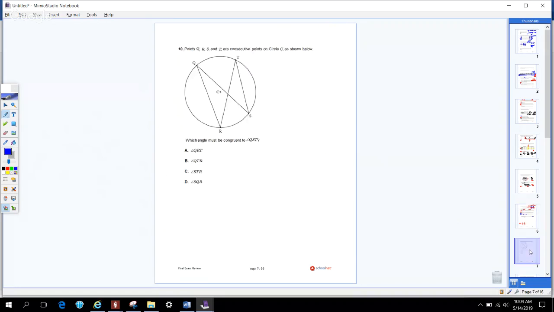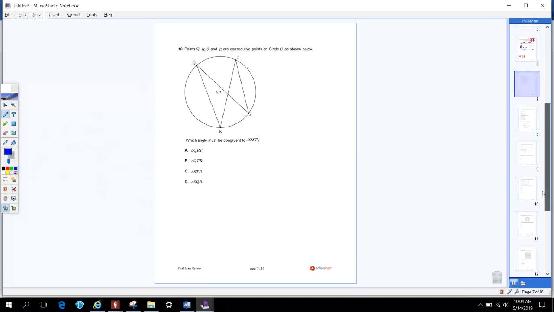Okay. Number 7, page 7, question 10. Here we've got these points, Q, R, S, T. They're consecutive on the circle. Which angle must be congruent to QST?